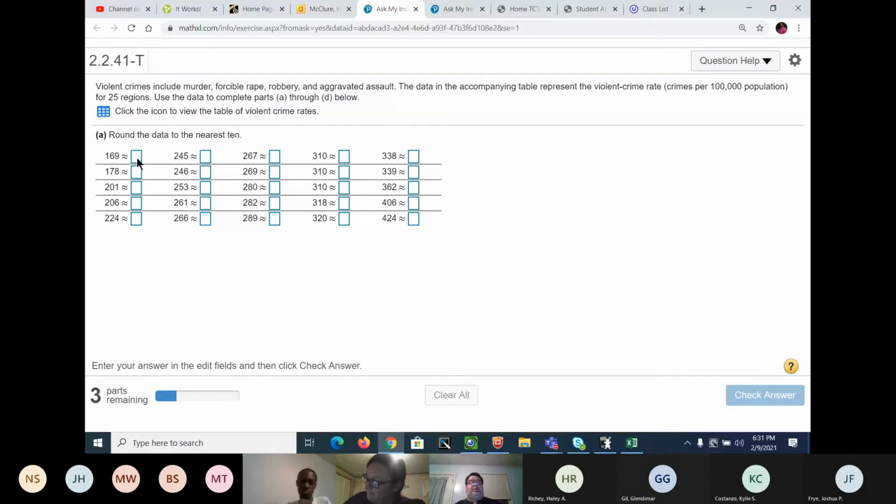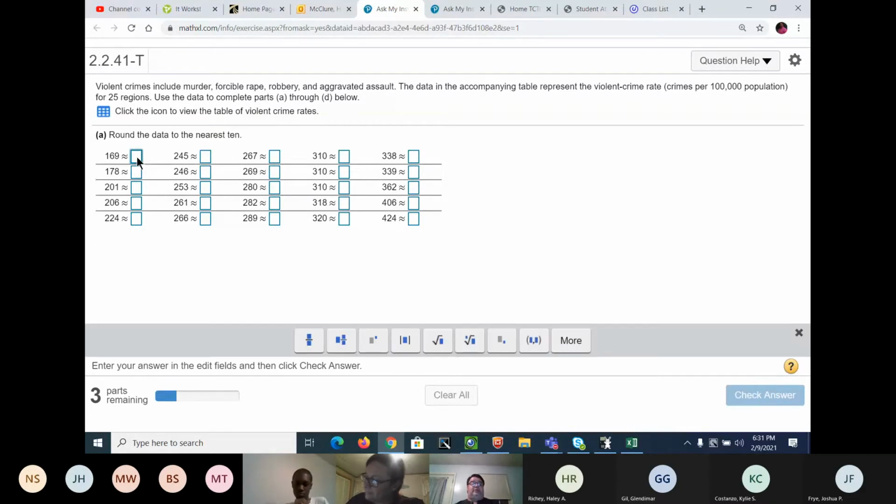Okay, this one is totally different. This is where you estimate. They want you to estimate and round to the nearest what? 10. So this one is close to 170. This one is close to 250.